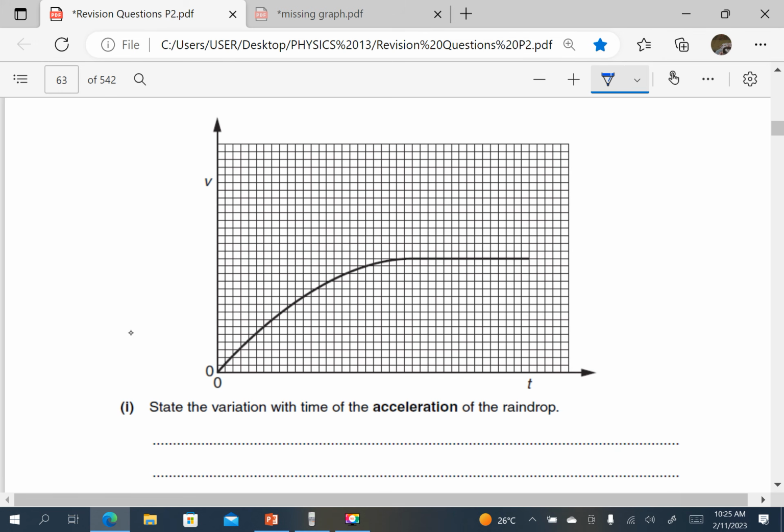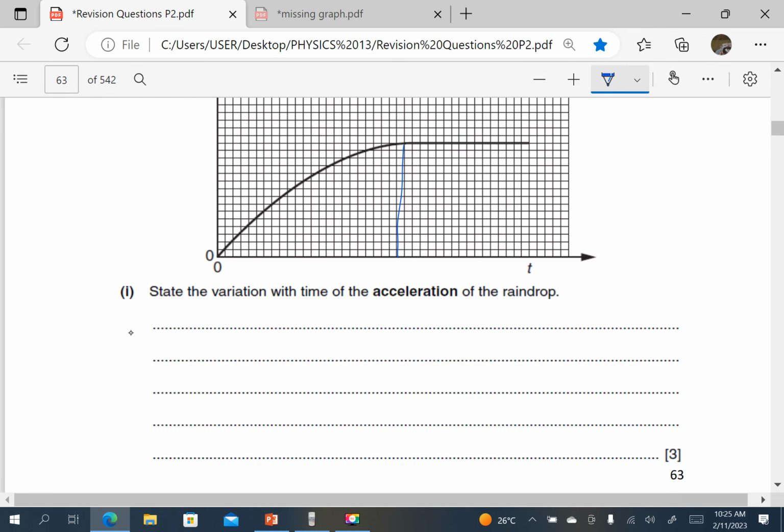After some time, somewhere here, we see that the line becomes horizontal. That means now the acceleration is equal to 0 because it was decreasing. At that point, the air resistance is equal to the weight. Therefore, the acceleration will be 0. Okay. So we start by saying at t equals 0, acceleration is equal to 9.81 meters per second squared, that is g. Then the acceleration decreases with the time as air resistance increases with the speed.